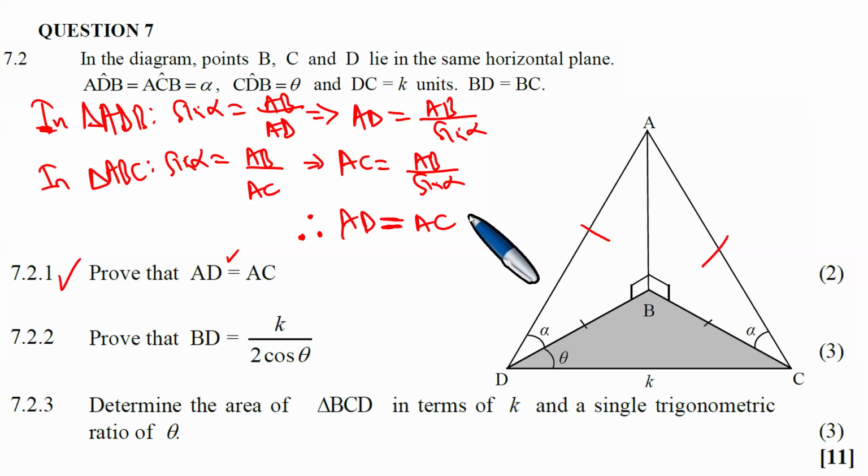Okay, which lines are parallel? Which lines are parallel? Because we're doing 7.2.2. Please do 7.2.2 quickly.